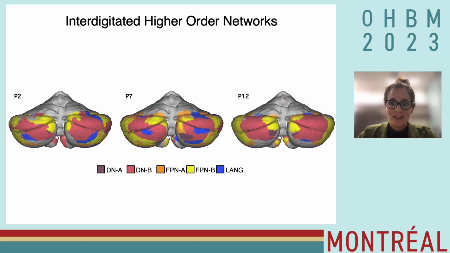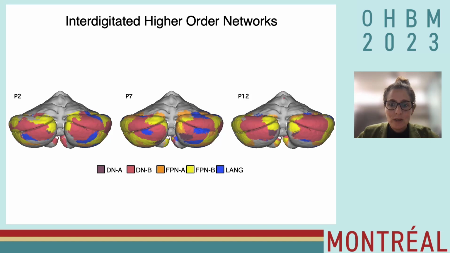For 3 subjects, we see the inflated cerebellar cortex with the 5 networks overlaid. The default networks, DNA and DNB, the frontoparietal networks, FPNA and FPNB, and the language network, LANG. These 5 networks cover Crus I and Crus II lobules and extend to the adjacent lobules. Each network possesses multiple regions that are closely juxtaposed with other networks, creating an interdigitated topography.